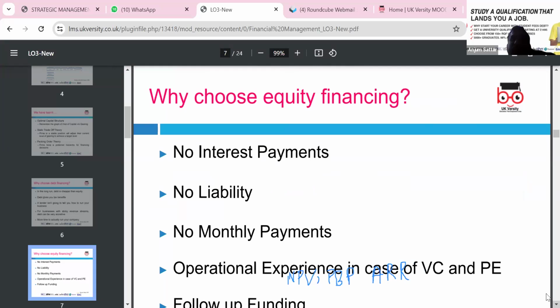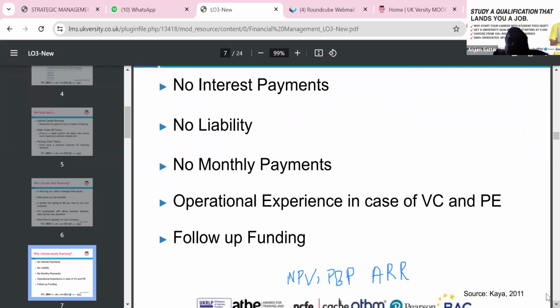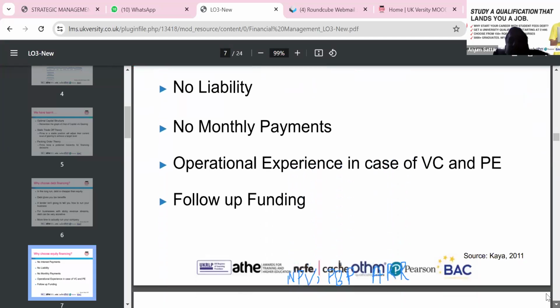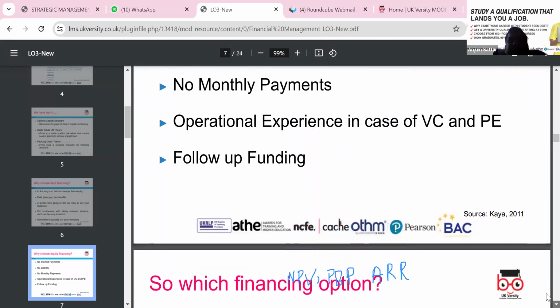Why choose equity financing? No interest payment, no liability, no monthly payment, operational experience in the case of the P/E ratio, profitability to equity ratio, the cost of venture capital, and follow-up funding.